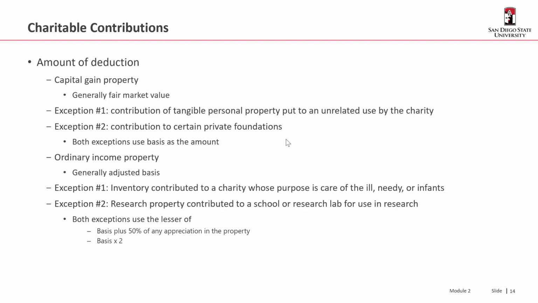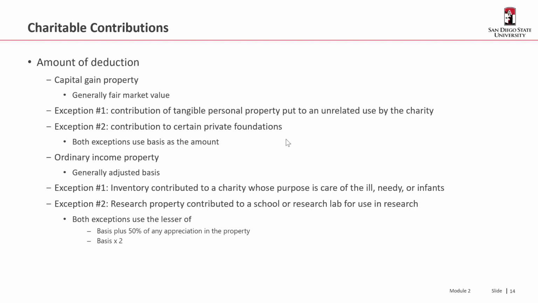So the amount of the deduction for a charitable contribution, if it's capital gain property, is generally its fair market value. That's really what we're used to for individuals as well. If, however, the contribution is tangible personal property and it's put to an unrelated use by the charity, or it's a contribution to a certain private foundation, and we don't get too mixed up in what those private foundations are, in either of those instances you would use basis as the amount of the deduction, not the market value.